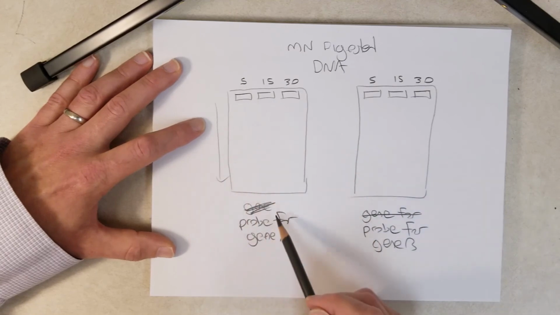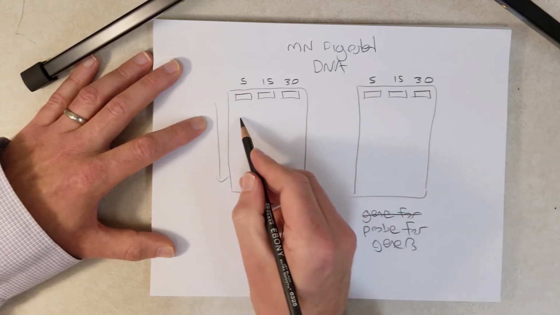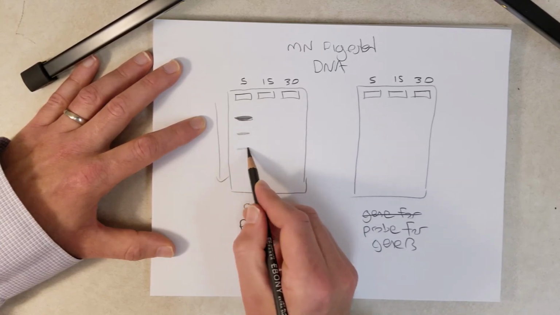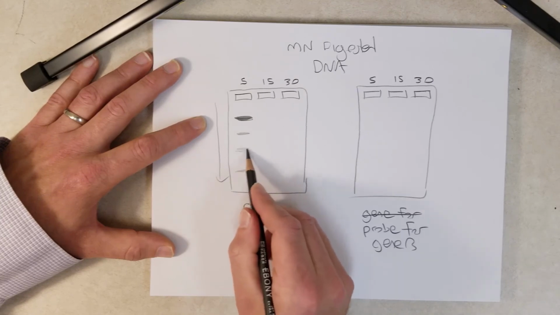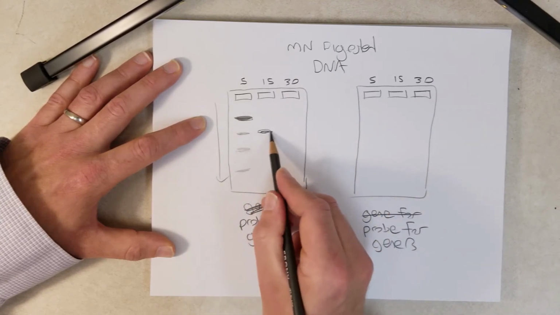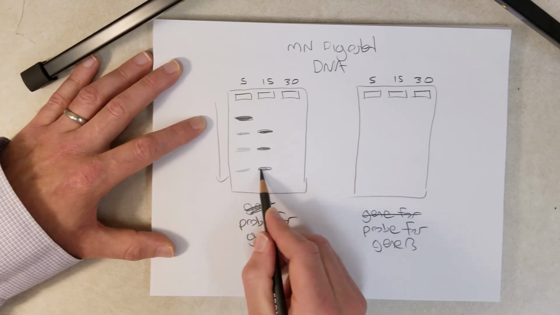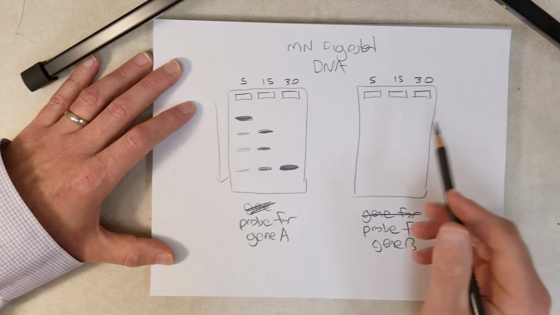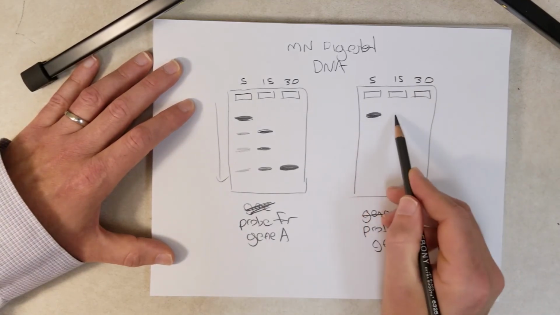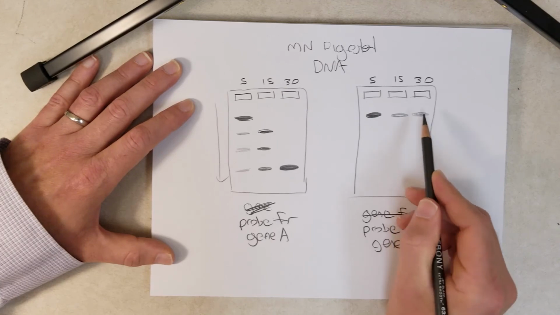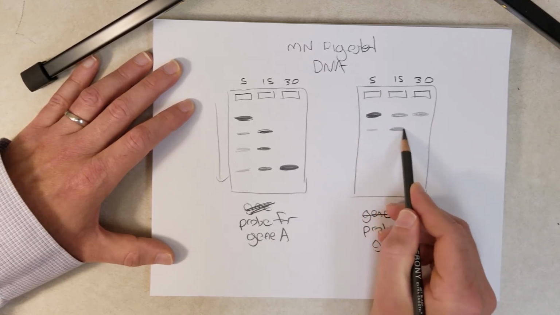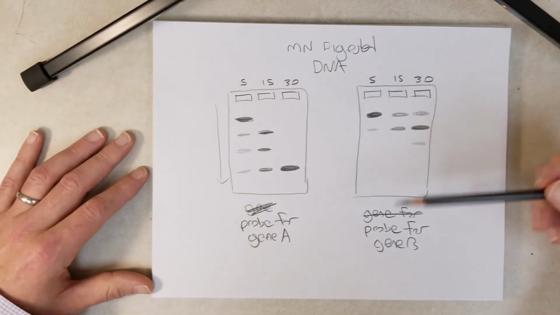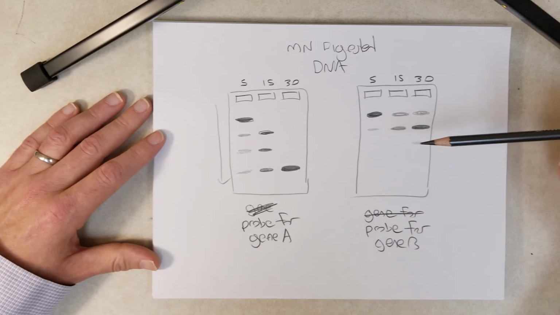Let's say over here, what we see at 5 minutes looks something like this. We get this nice ladder pattern here. Then at 15 minutes, we see something like this, and at 30 minutes, we see something like that. Now for gene B over here, we see something like this at the different time points. So here's our data. What's going on? How do we interpret this?